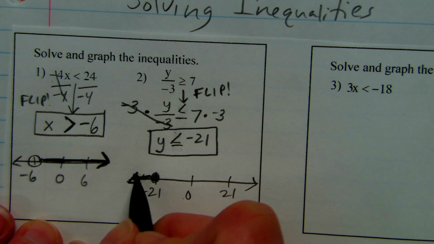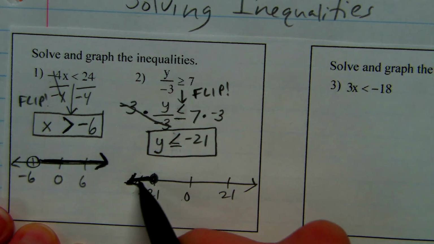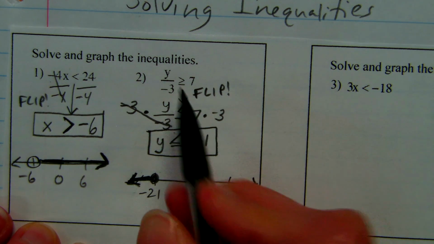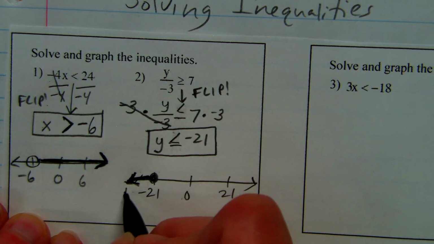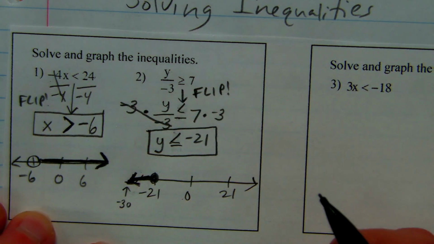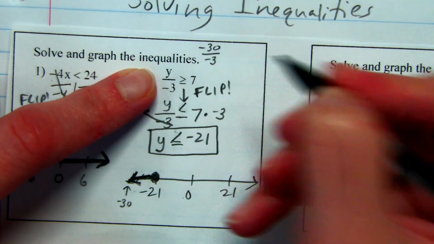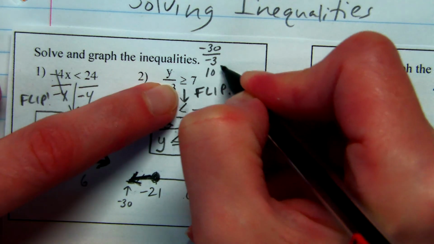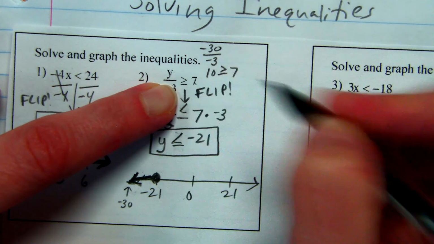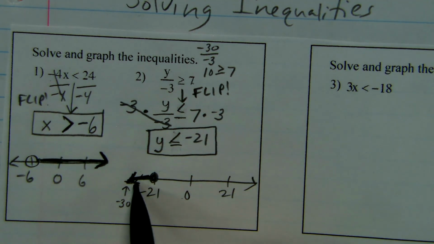And if you're not sure, you're like, did I flip it? Should I do this? It's a test, she's not going to help me. You could pick any number out here that you want and put it in. I want to pick something that divides by 3, so let's say I pick negative 30 to try. I'd have negative 30 divided by negative 3. That would be positive 10, which is definitely bigger than 7. So I can pick any number I want, that's easy, to make sure that I shaded this the correct way.